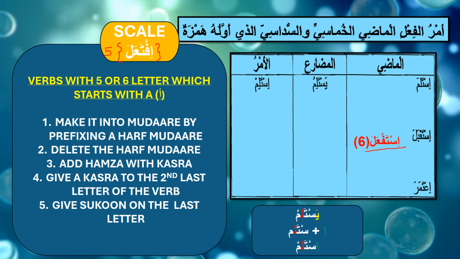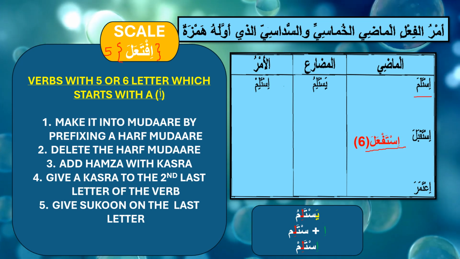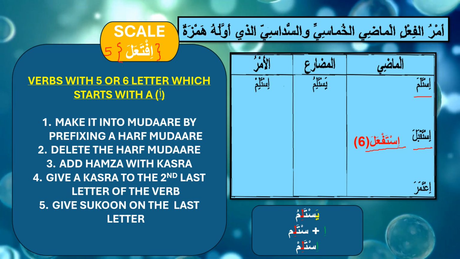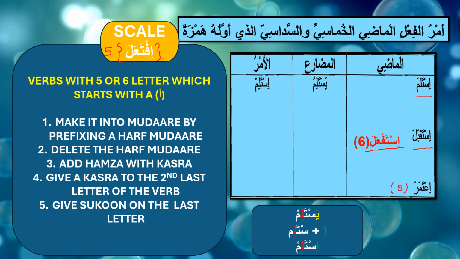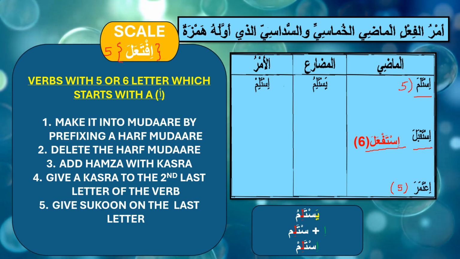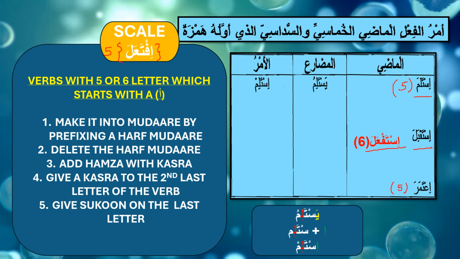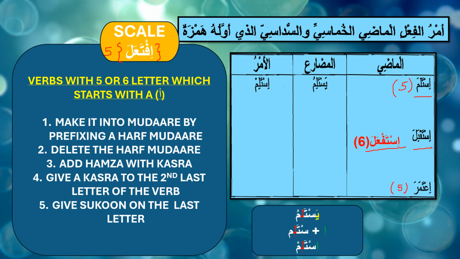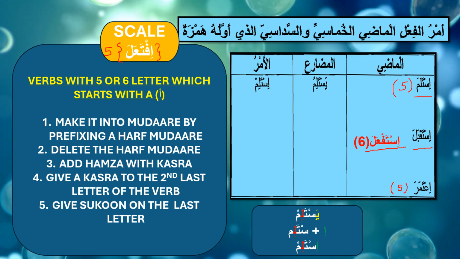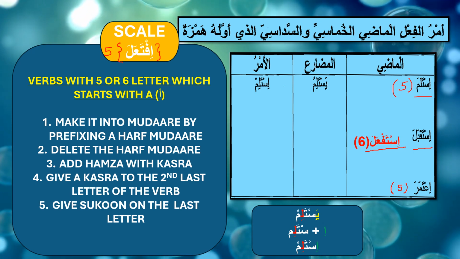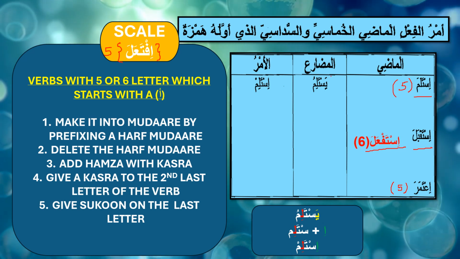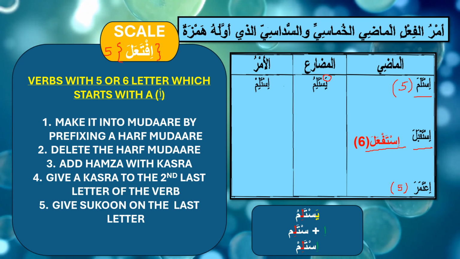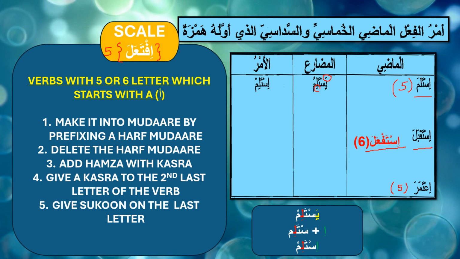So let's see, what do we have to do here is istalama, and we have a 6-letter verb istaqbala, and then i'tamara. So this is a 5-letter verb. So we have 2 5-letter verbs and 1 6-letter verb. So basically in this verb, when you have this kind of verb and you want to make a command, here there is a little change in the making of mudare. Up till now we were giving dhamma on the harf mudare. So now in this structure, you see we have a fatha on the harf mudare, and there will be a kasra on the second last letter.